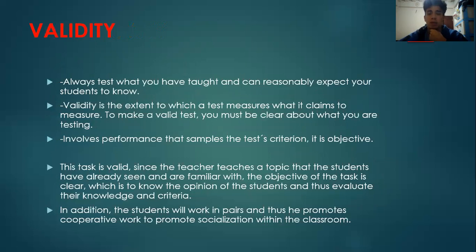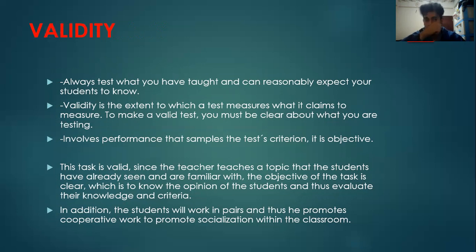Okay, the next principle is validity. Always test what you have taught and can reasonably expect your students to know. Validity is the extent to which a test measures what it claims to measure. To make a valid test, you must be clear about what you are testing. Also, it involves performance that samples the test criterion, and it is objective.